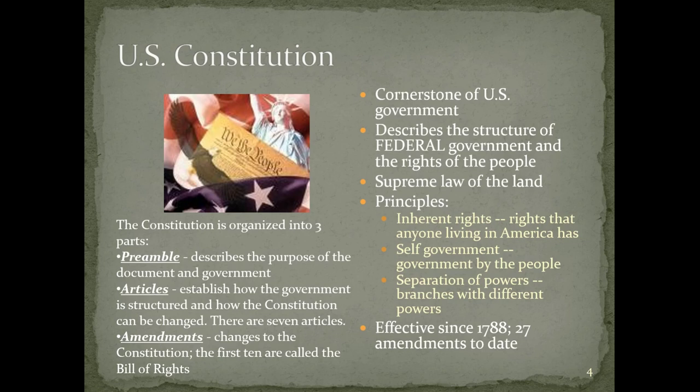It is the cornerstone of our government. It describes the structure of our federal government and the rights of the people. It is known as the supreme law of the land. It has some basic principles: inherent rights, self-government. It's a government by the people, and it separates our powers into branches with different powers. We say we don't want one branch to have more so than others. There's different arguments out there, but that's the philosophy, is that we have three branches that keep each other in check.